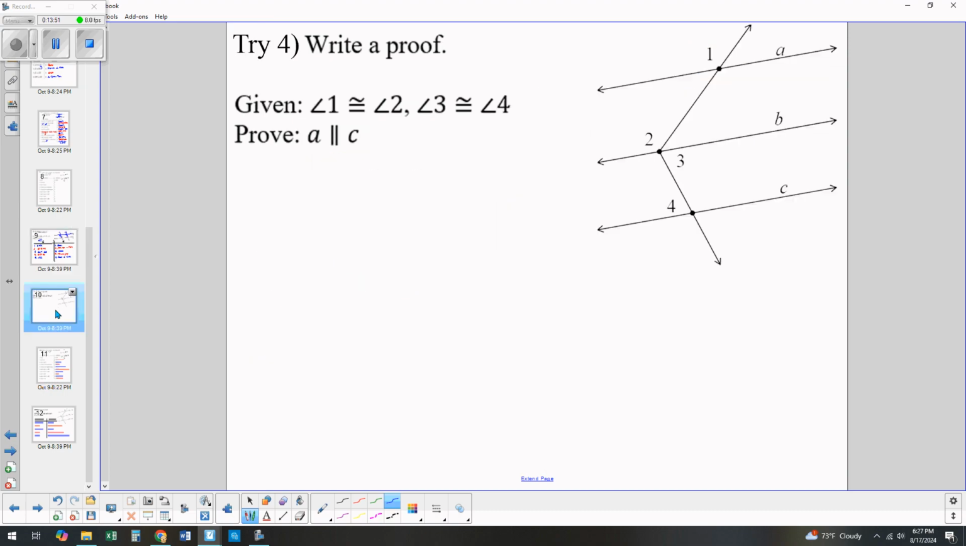So there's one last problem for you to try. Pause it if you'd like. Answers are posted online. Otherwise, that is the end of part 2 of chapter 3.